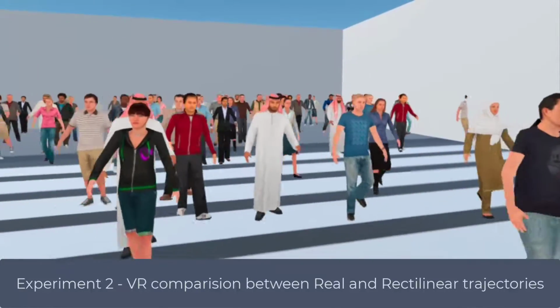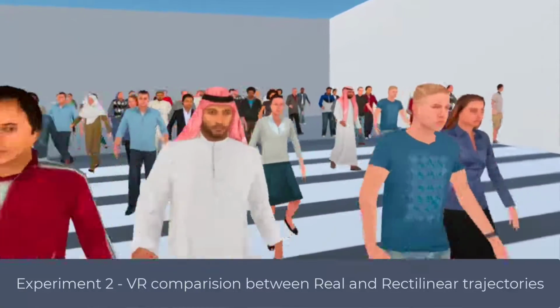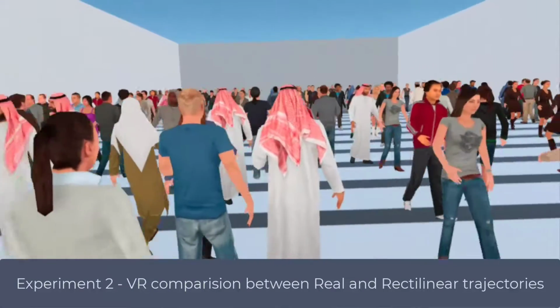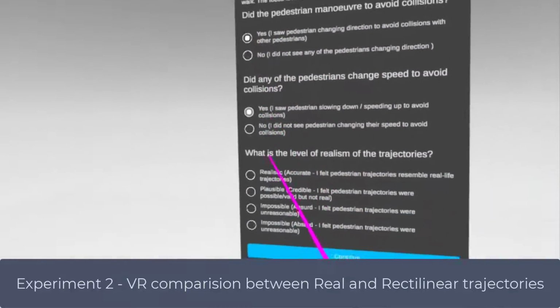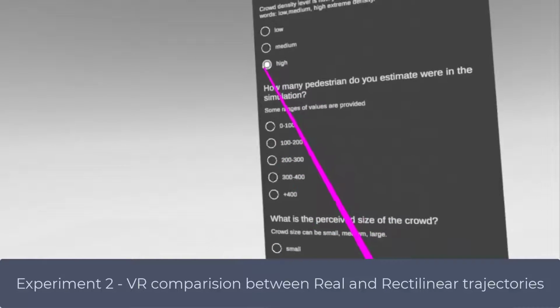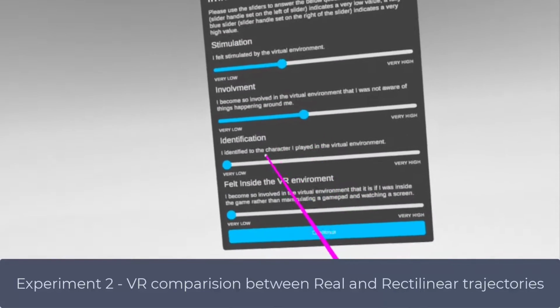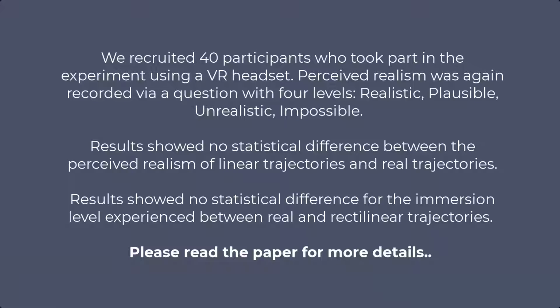After the experiment started, the participants were instructed to focus on the trajectories rather than the avatar animations or the environment details. Afterwards, participants were asked to rate the observed trajectory's realism via the same scale as the first experiment. We recruited 40 participants to take part in the experiment. The perceived realism was again recorded via a questionnaire with 4 levels: realistic, plausible, unrealistic, impossible.